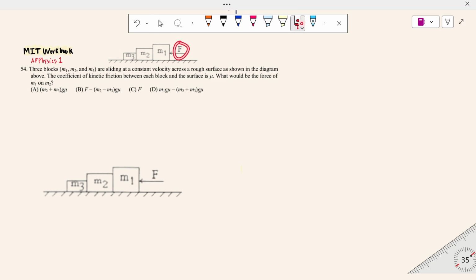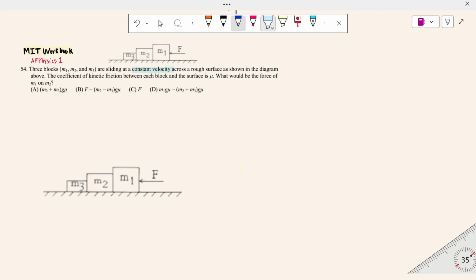A force F is applied on the system of blocks, and the system of blocks is moving with constant velocity. That is a very important condition that is given in this question. So let's first explore this condition.